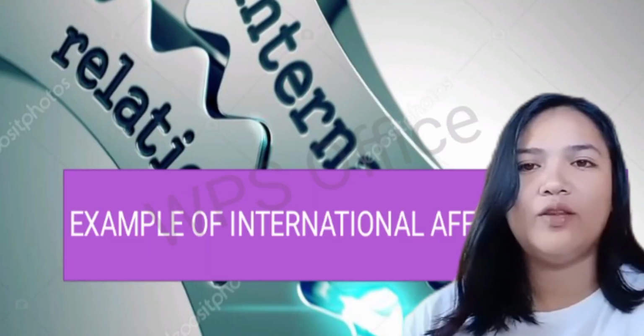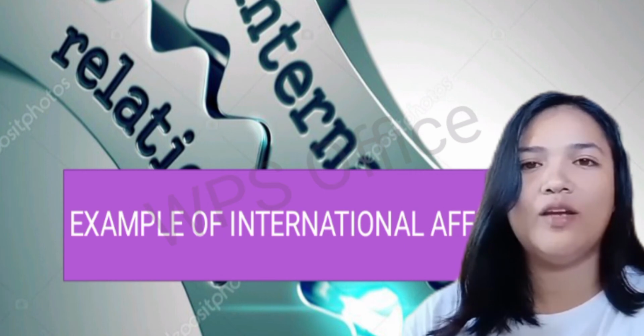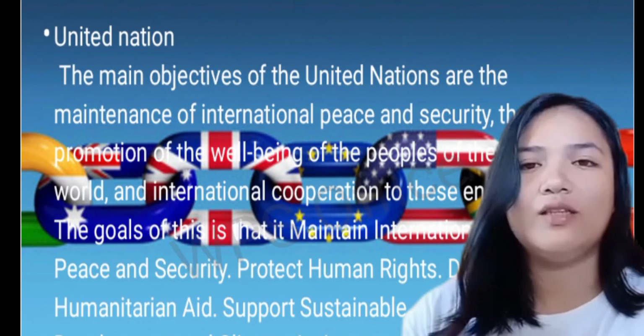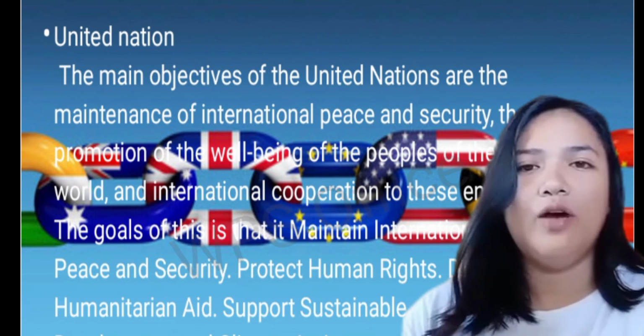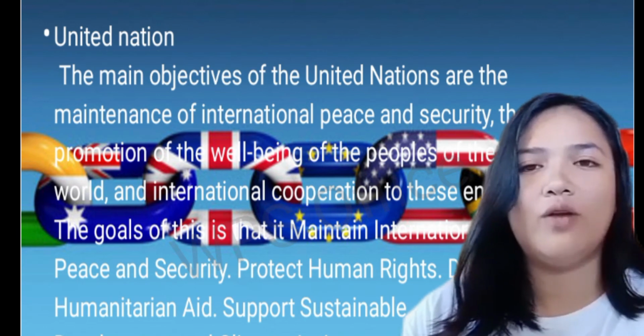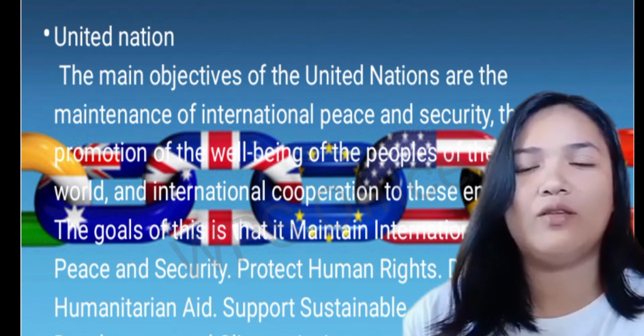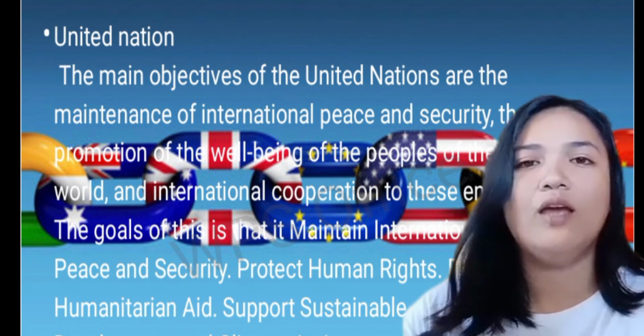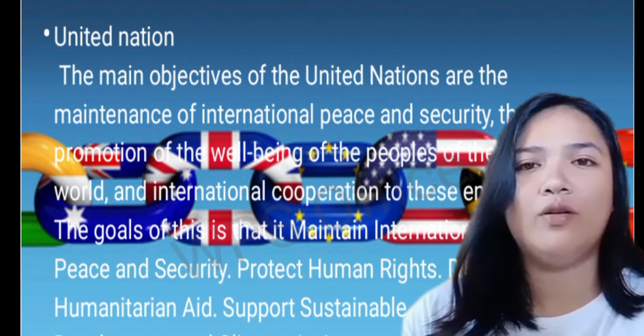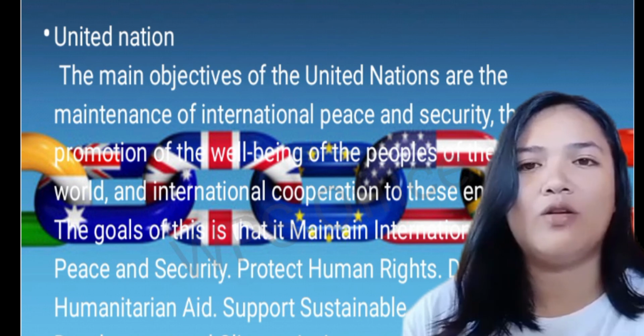An example of international relations is when a nation is part of an international organization, and one of the international organizations which is very familiar to us is the United Nations. We all know that the main objectives of the United Nations are the maintenance of international peace and security, the promotion of the well-being of the peoples of the world, and international cooperation to these ends.